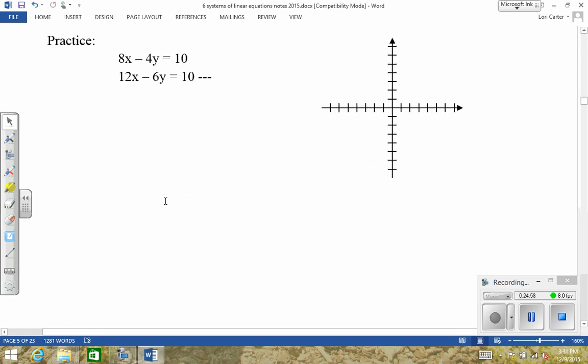Okay, go. One last line. So this is the same thing? Yep, you have to tell me if it's infinite, no solution, or a point. Same thing. Graph it again.